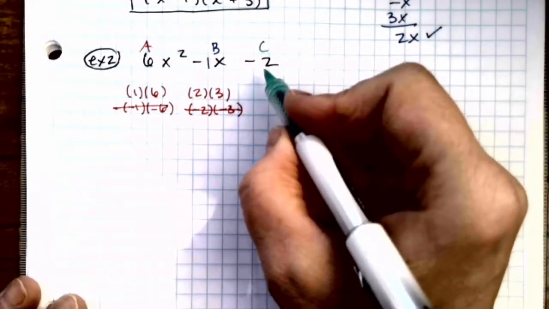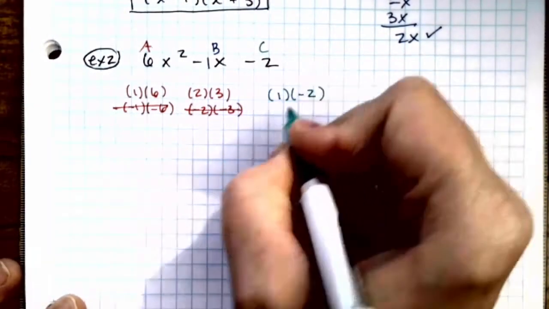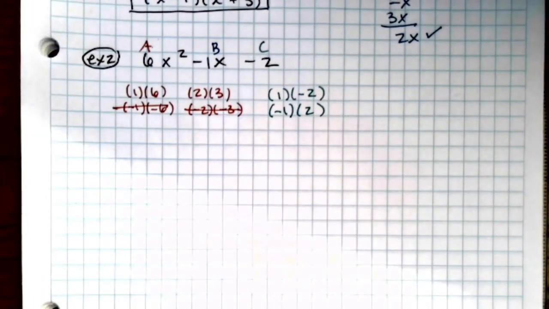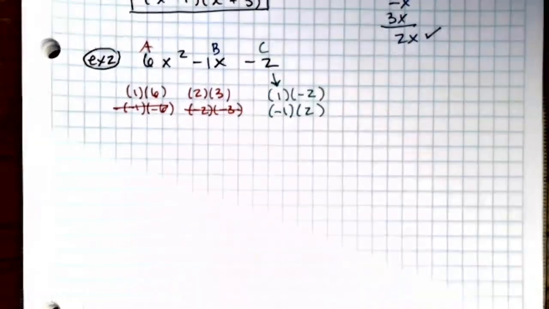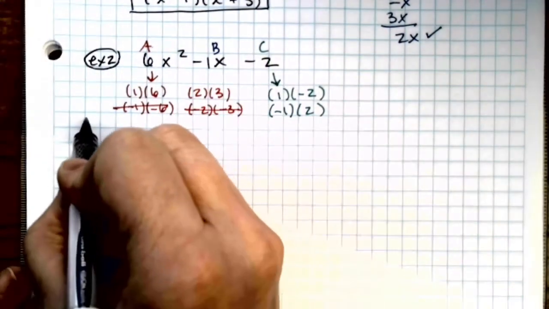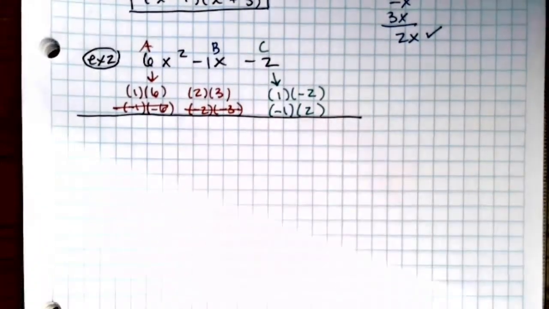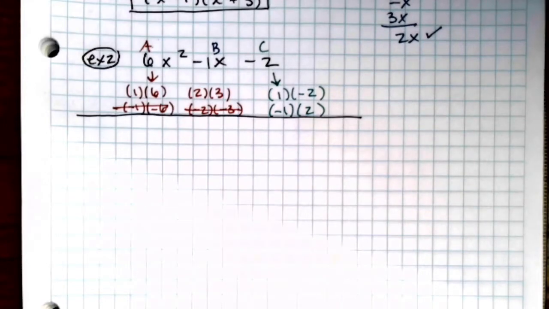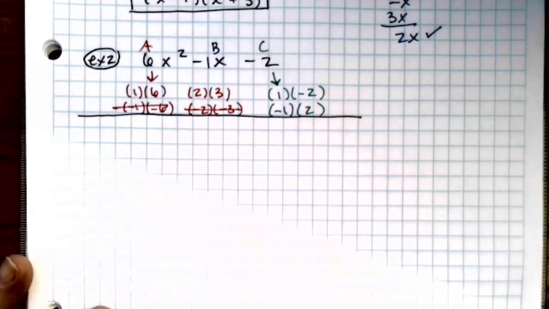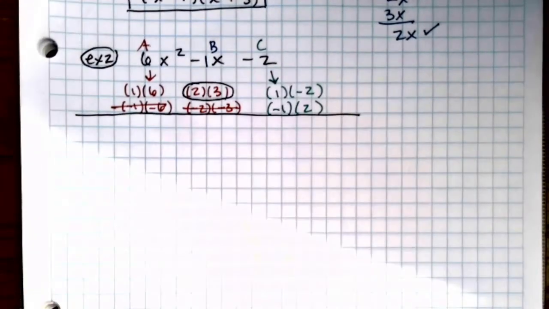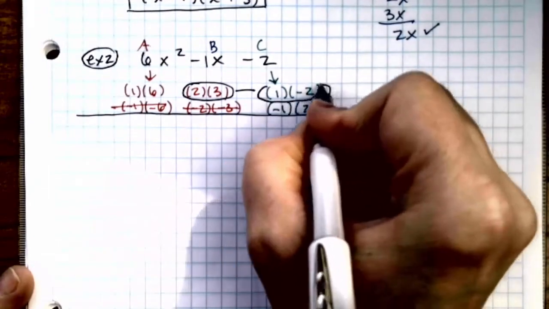Now factors of C. C is negative 2, so 1 times negative 2, negative 1 times positive 2. And that's pretty much it for factors of C. So those are your factors of C, those are your factors of A. Okay, so this is where we're going to start to test factors, and we want to know what combination is going to add up to the B value, which is a negative 1. And this is where you have to guess which factors you think they are. I'm going to guess this one, and then I'm going to guess it might be this one.